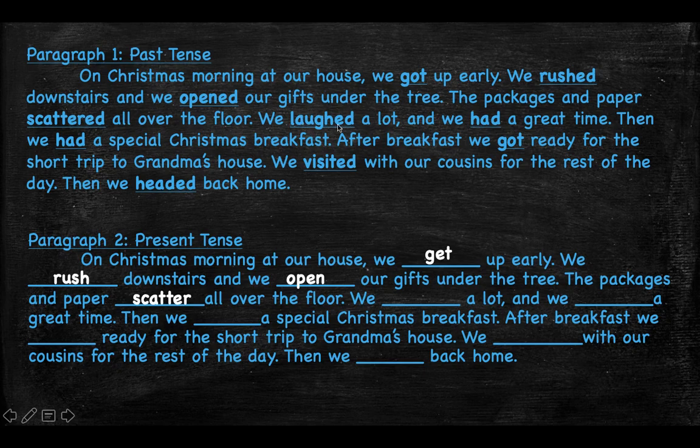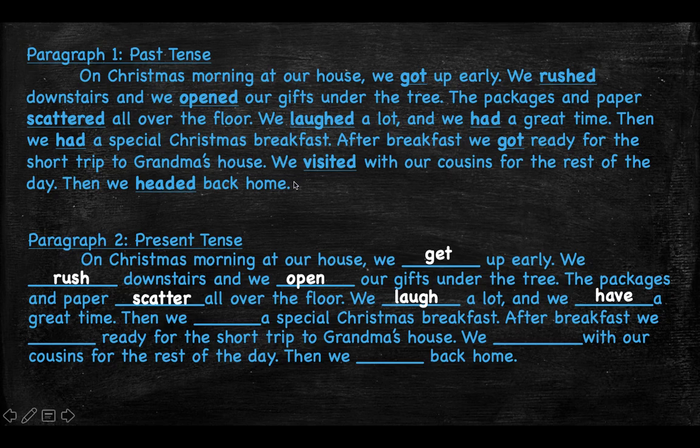Next one is laughed. What would I change laughed to make it present tense? Get ready. We laugh a lot and now this one's a little tricky, the word had. Now I can't just take off that d because I would have the word ha, which doesn't make any sense at all. So the present tense form of had is have. And so we laugh a lot and we have a great time.